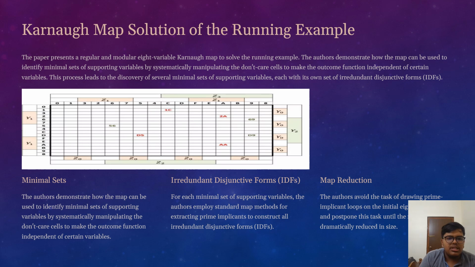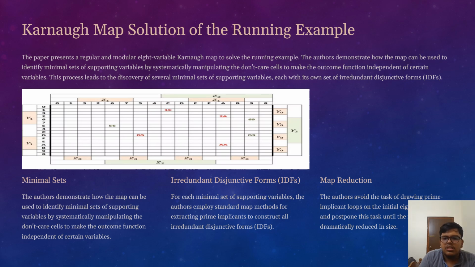The author demonstrates how the map can be used to identify minimal sets of supporting variables by systematically manipulating the don't care cells to make the outcome function independent of certain variables. Generating IDFs. For each minimal set of supporting variables, the author employs standard map methods for extracting prime implicants to construct all IDFs. Map reduction.